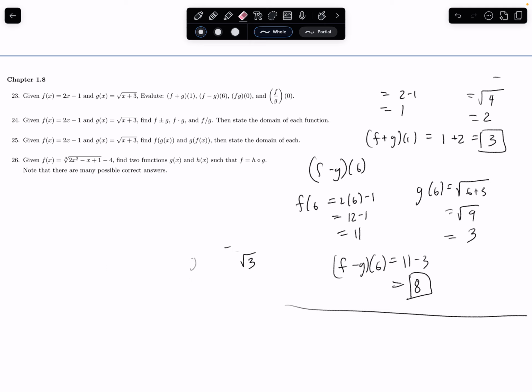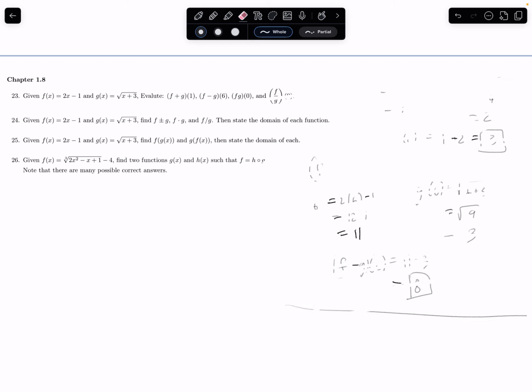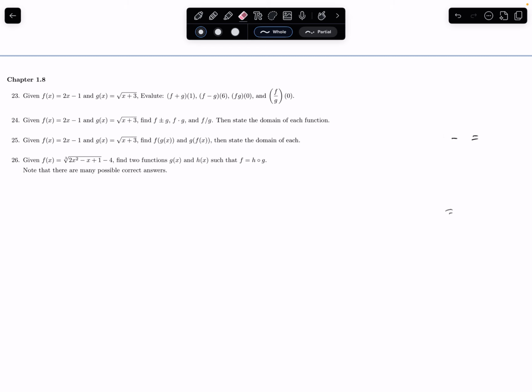All right, guys. 3 more from this section. Okay, number 24. This time we're trying to find the sum, difference, product, and division more generally. So let's do f plus g first. F is 2x minus 1. G is the square root of x plus 3. So the result is, this almost seems silly to even say, 2x minus 1 plus the square root of x plus 3.